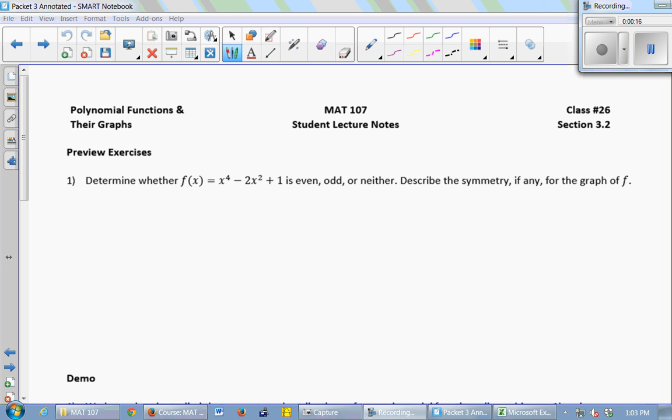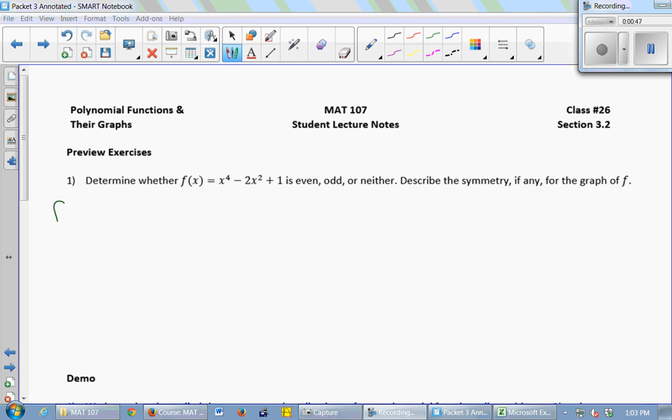All right, so let's look at the function x to the fourth minus 2x squared plus 1. We want to decide if it's even or odd or neither. So how do we, anybody remember anything about how to do that? Even was reflecting about the y-axis. Odd reflects about the origin. So how did we test this thing for symmetry?